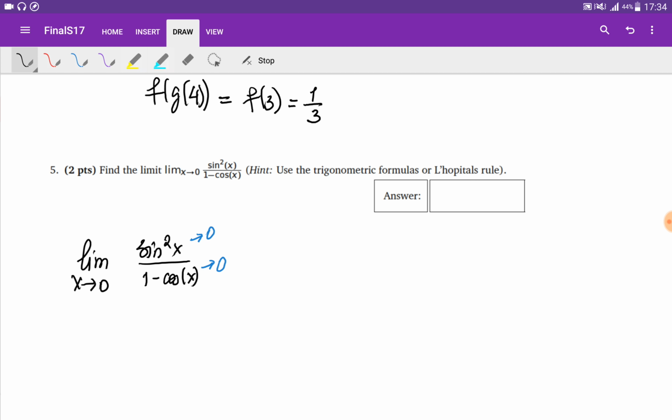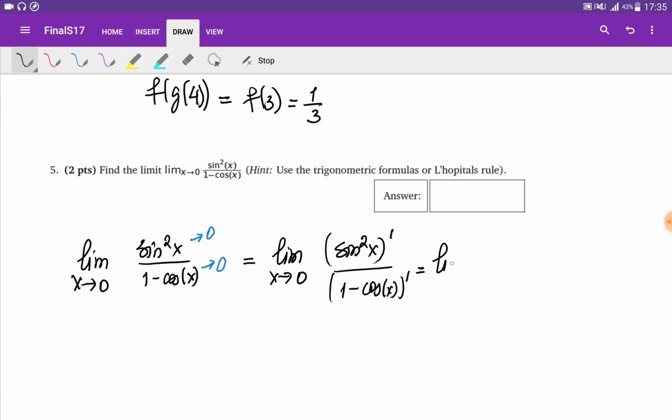So L'Hopital's rule tells us that this limit is equal to the limit of the function when I take the derivative of each of the functions in the numerator and in the denominator separately. So this is going to be equal to the limit as x goes to 0. So the derivative of sine square, I'm going to use the chain rule again. So I need to see this as some function in a square, or x in a square. So if I take the derivative of x square, it would be 2x, right?